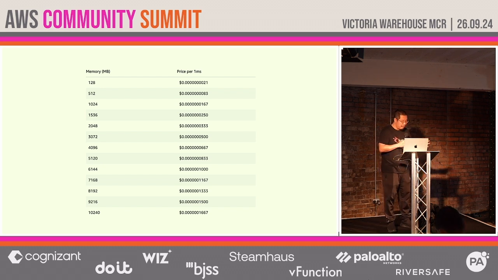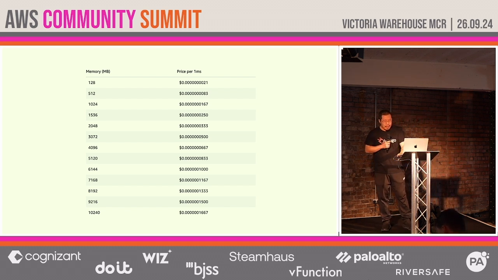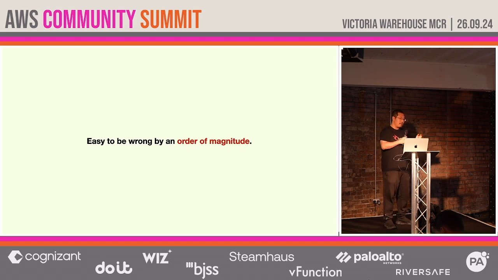So this is great. This means that if I've got a function that needs more juice, I can just dial up the amount of power you get by just increasing memory. Very easy way to make your function more performant if you're doing something CPU intensive. What's not so great is the fact that it's just one setting, so it's really easy to get wrong by an order of magnitude.